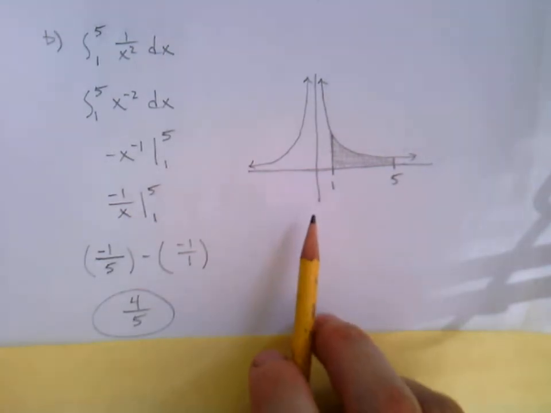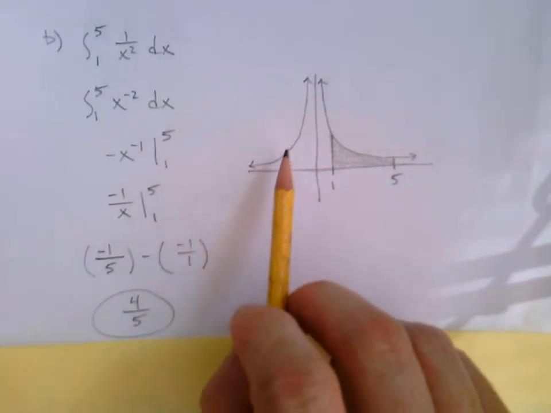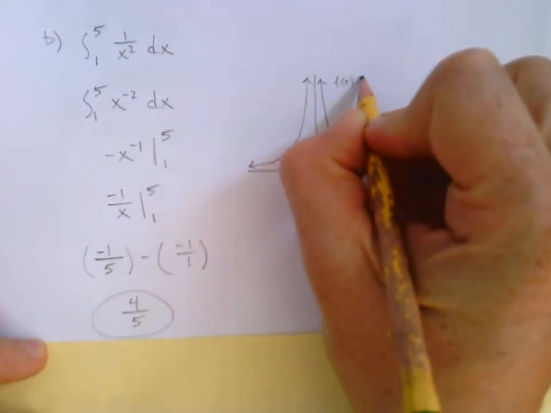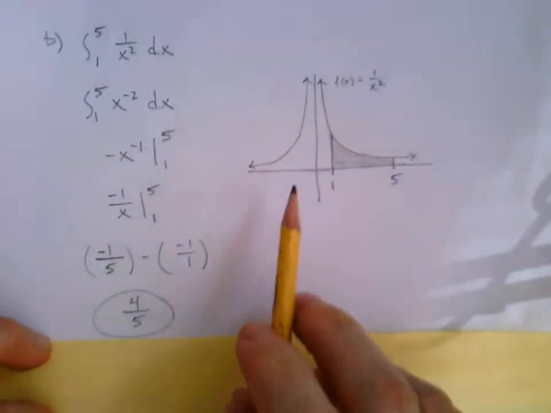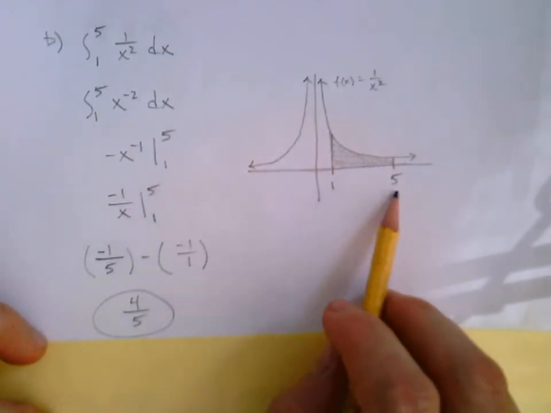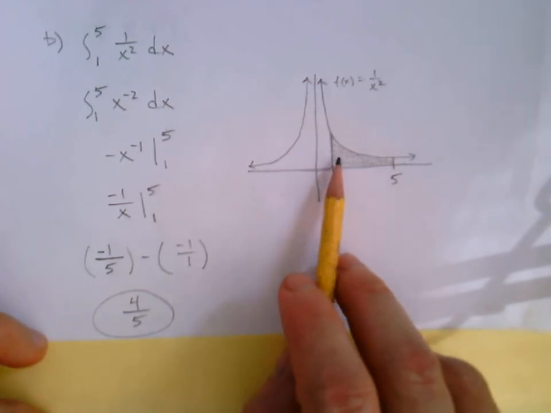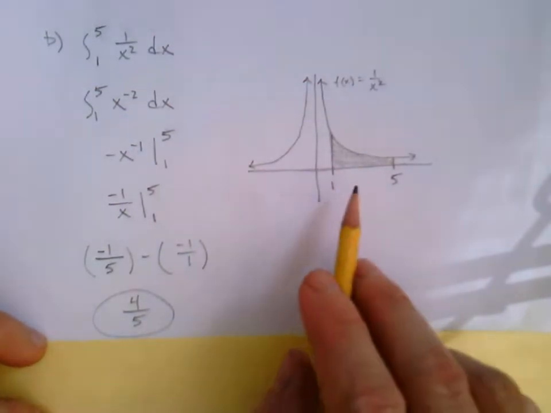And right over here, you can see the graph. That's the graph of my original function, 1 over x squared. I looked at it from 1 to 5, so if I kind of piece off that area, that shaded region, that's got an area of exactly 4/5.